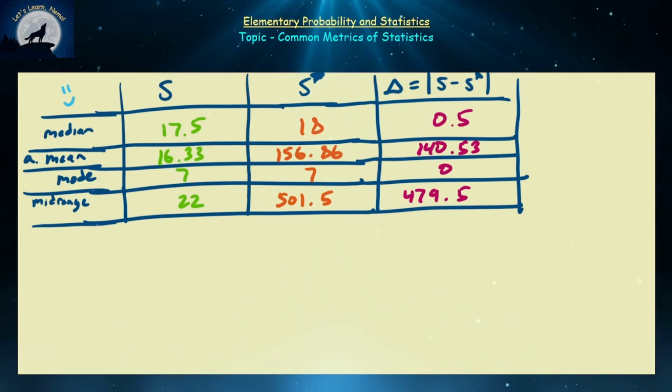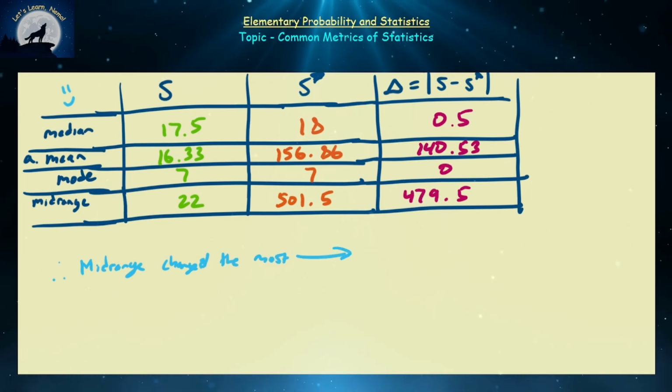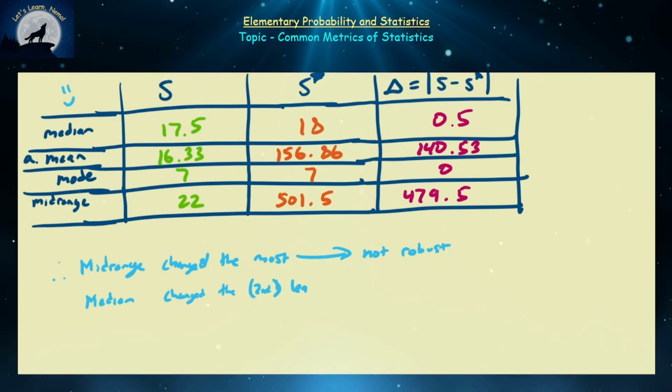So between these, what can we say about the robustness of median, arithmetic mean, mode, and midrange with respect to one another, right? So which one of these changed the most? So we can clearly see that the midrange changed the most. Therefore, we will say that the midrange is not a robust metric of central tendency. And if we say the median, so the median changed the second least, therefore we can say that this is more robust, right? Significantly more robust than that of the midrange, and also compared to that of the arithmetic mean.